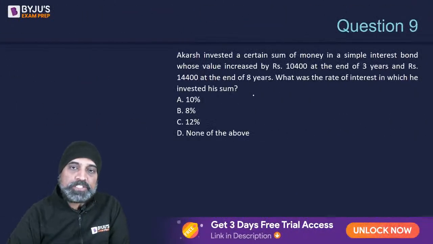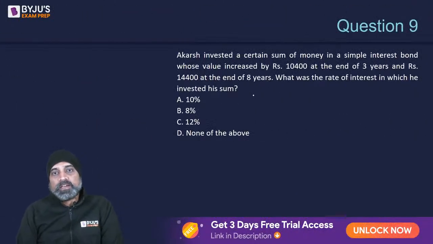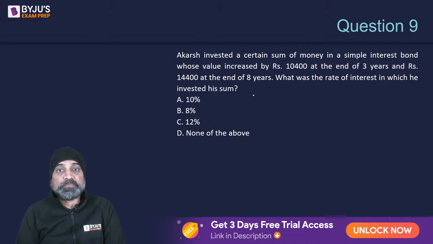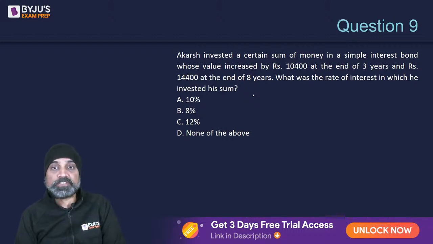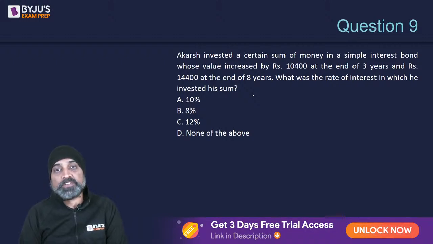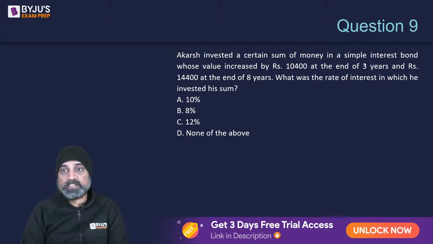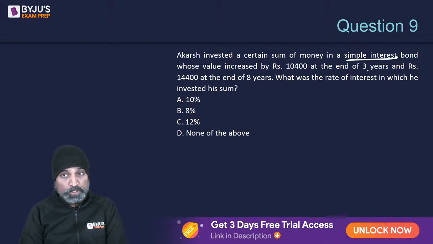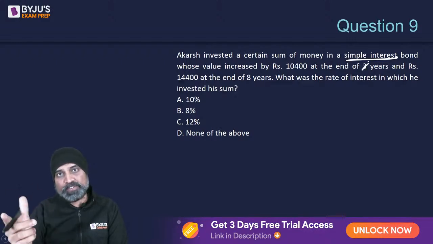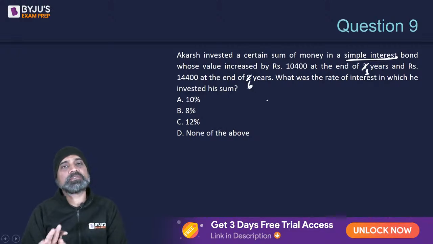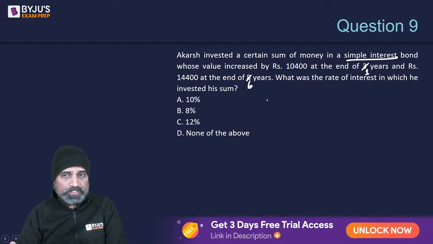Okay, the next one. Akash invested a certain sum of money in a simple interest bond whose value increased by rupees 10,400 at the end of 3 years and rupees 14,400 at the end of 8 years. What was the rate of interest at which he invested the sum? It's straightforward. Because it's a simple interest case, instead of 3 years and 8 years, there is a gap of 5, right? So we can say this is at the end of 1st year and this is at the end of 6th year. It doesn't make any difference, right?